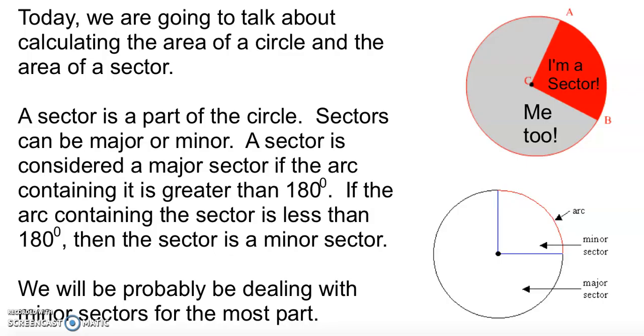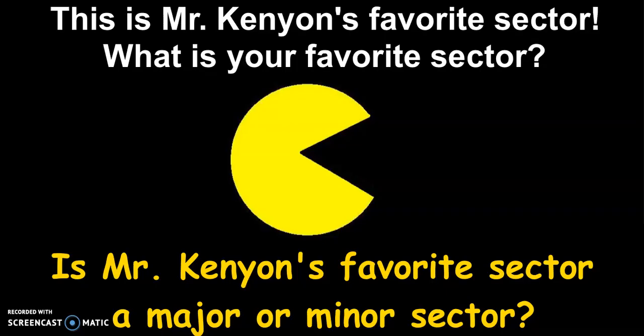So we're going to talk about calculating the area of a circle and the area of a sector. A sector is just part of a circle. Sectors can be major or minor. A sector is considered major if the arc that contains it is greater than 180 degrees. If it's less than 180 degrees, then the sector is considered minor. For the most part in this section, we'll probably be dealing with minor sectors, but once in a while a major sector could come into play.